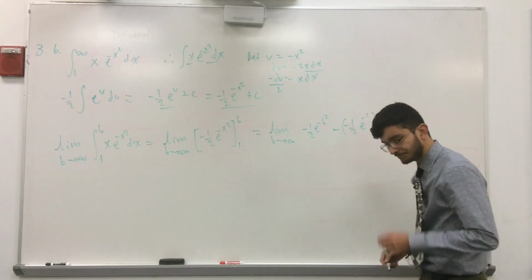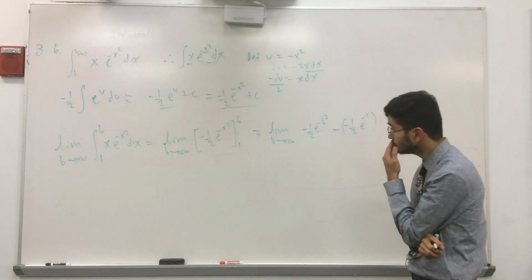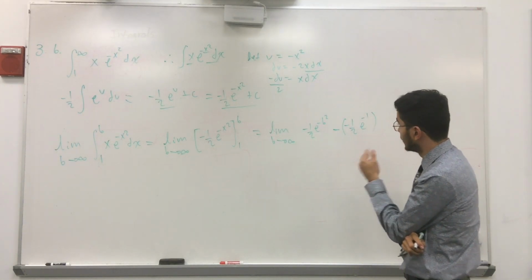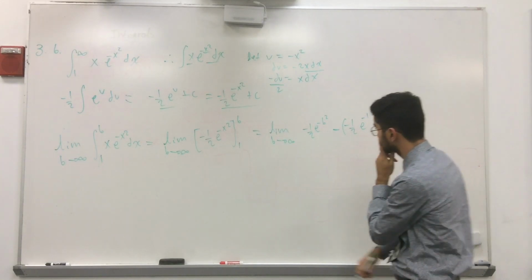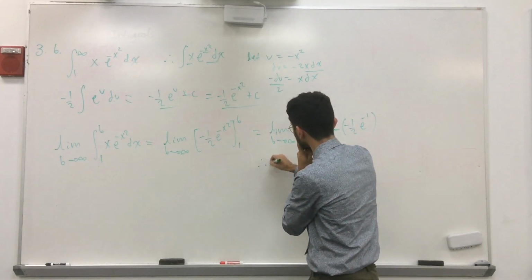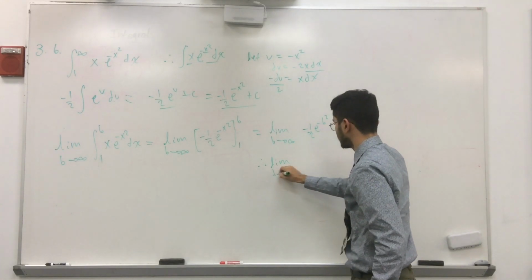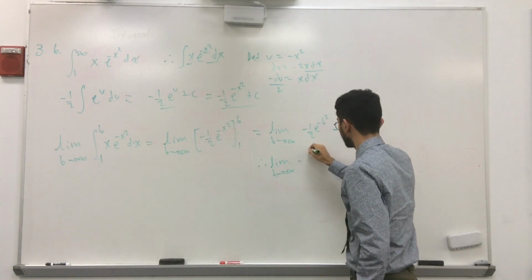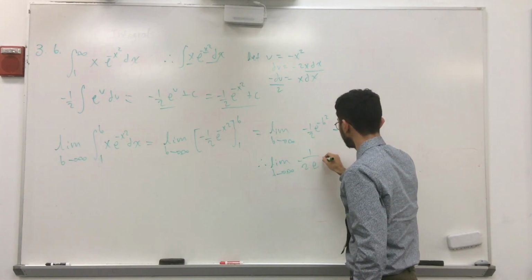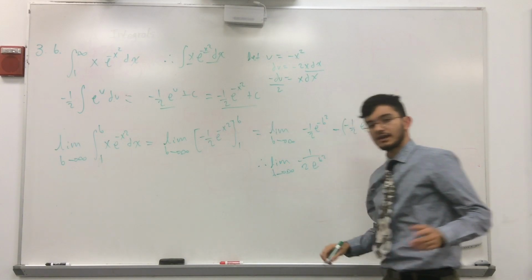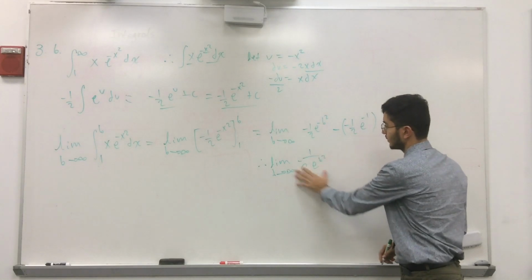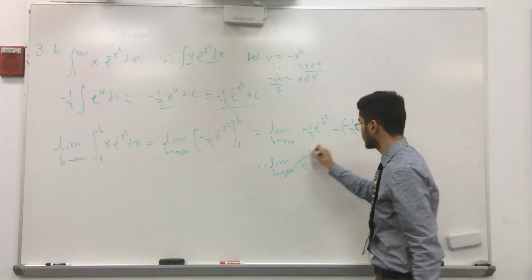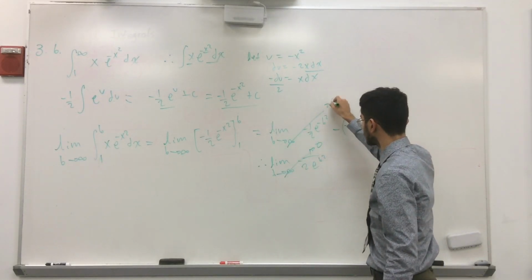So over here we have to evaluate this limit to see what happens. If we focus on that limit, this is the limit as b goes to infinity of negative 1 over 2 e to the b squared. And what happens when the denominator goes to infinity? Well, this whole expression goes to 0. So this goes to 0.